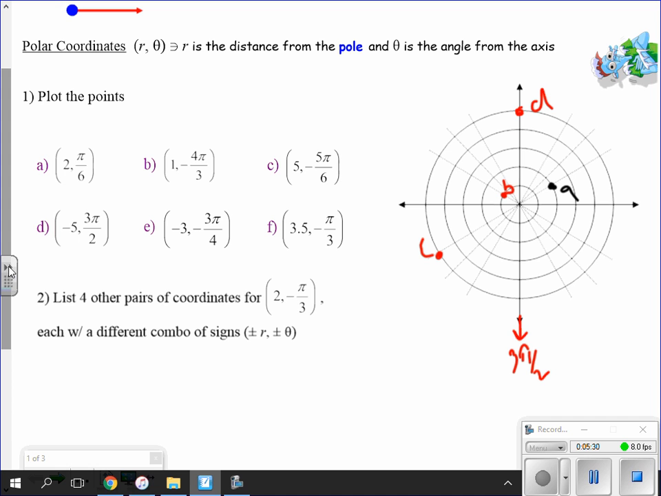So for E, I have (negative 3 pi over 4). First thing I do is the angle: 1, 2, 3 pi over 4 is here in this direction. But I'm not going in that direction. I'm actually going in the opposite direction, 1, 2, 3. So that's where E is going to be.